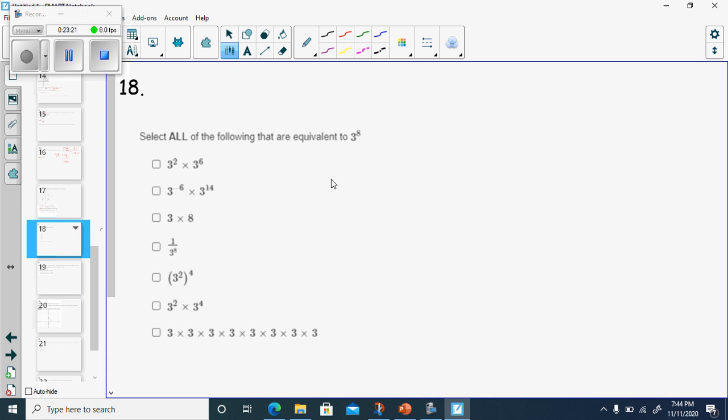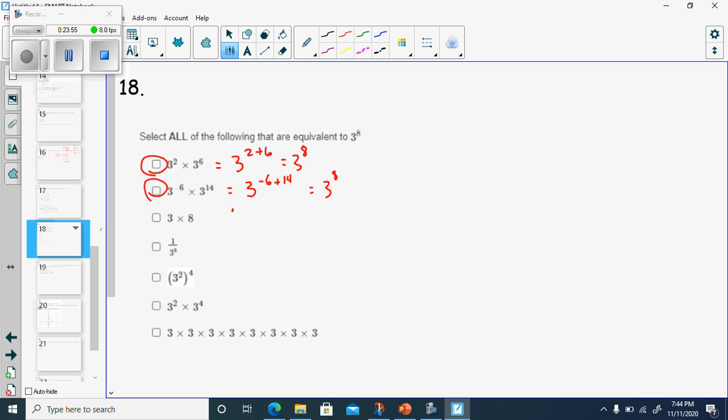Number 18, select all of the following that are equivalent to 3 to the 8th power. If I'm multiplying here and I have the same base, I add my exponents. That's 3 to the 2 plus 6, or 3 to the 8th power. This one is right. 3 to the negative 6 times 3 to the 14. If I'm multiplying and I have the same base, I need to add the 2 exponents. That would give me 3 to the 8th power.